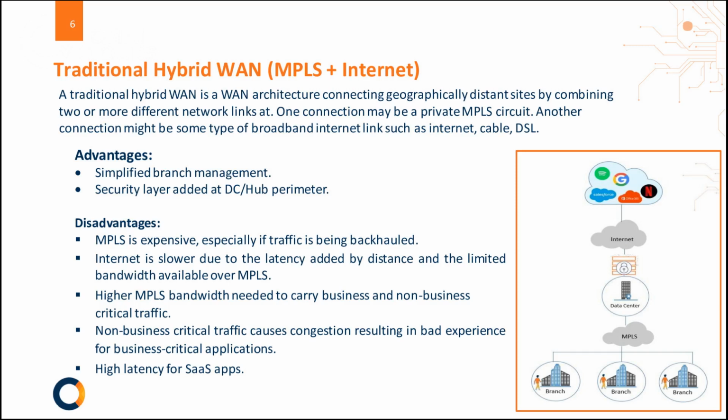Non-business critical traffic caused congestion, resulting in a bad user experience for business critical applications. And there was high latency for the SaaS apps, again due to this backhauling. So this was a traditional hybrid WAN model.